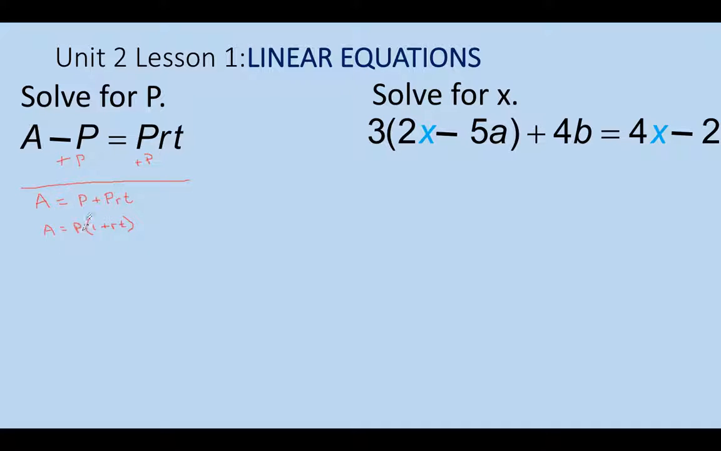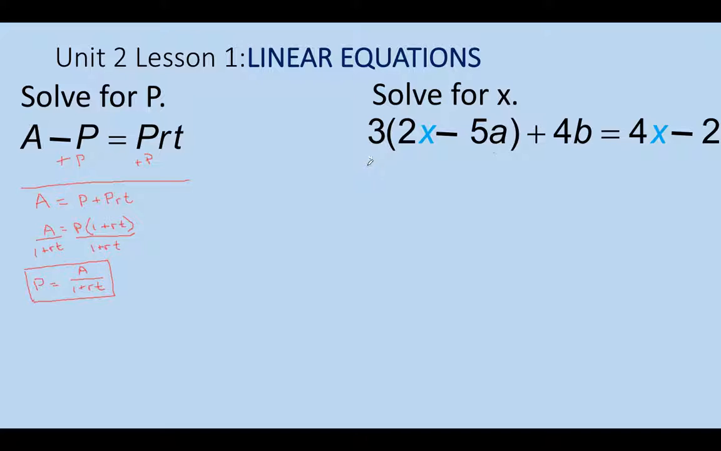And, well, at this point, again, my mission is to solve for p, to get p by itself. And so I can just take this whole thing, divide by 1 plus rt. Of course, I would have to do that on the other side, too. And I wind up with p equals a divided by 1 plus rt. All right. This one, I guess it's got more stuff to it. There's more numbers in it, but we're still solving for x. But you can see that with the a, with the b, it's not going to be a clean number. It's going to be another expression on the other side.